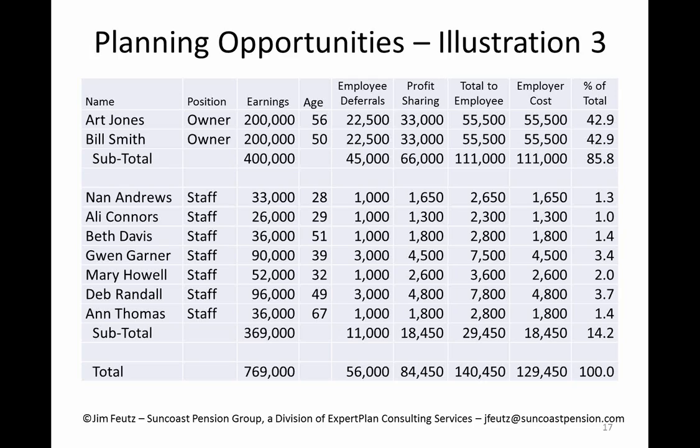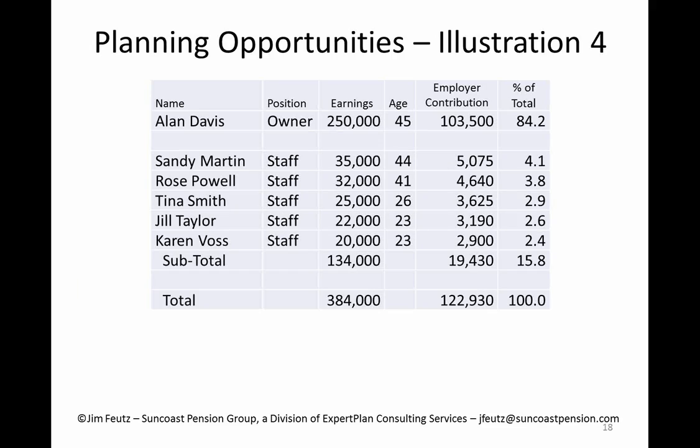But what if a business consistently generates a large income, and the owner wants to contribute more than the $50,000 allowed in a 401k plan? Well, if an owner is at least age 30, a defined benefit plan can be considered. For example, illustration 4 shows that a cash balance plan, which is a special type of defined benefit plan, Alan Davis can get a total contribution of $103,500, and the staff cost would be a little over $19,400.